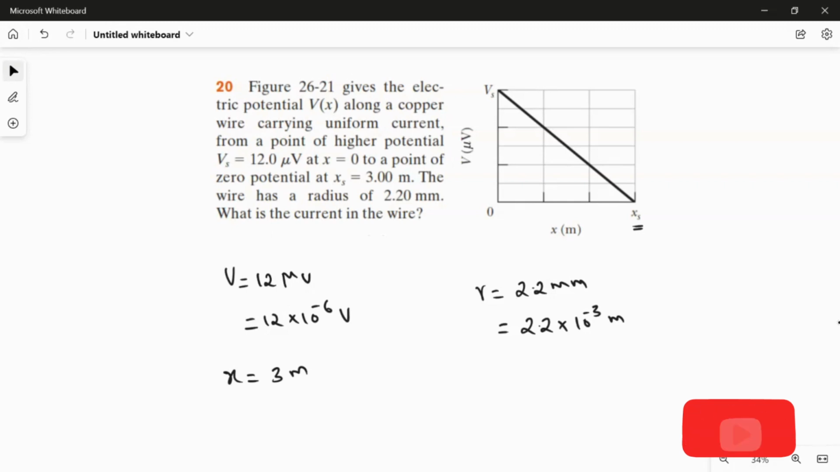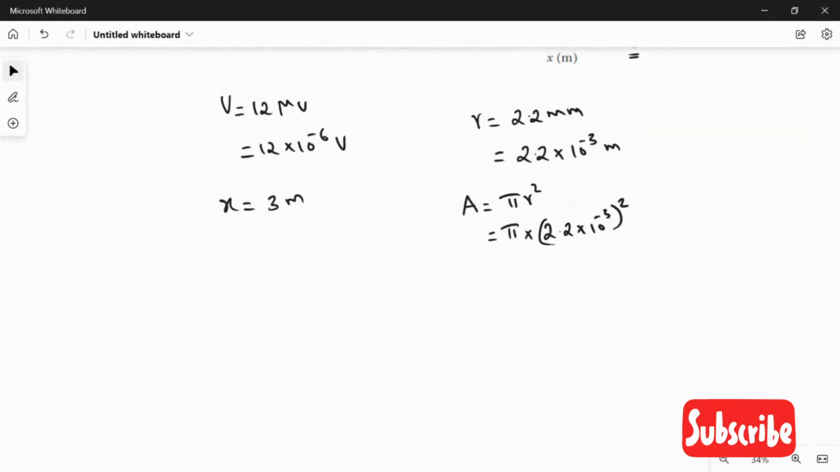If you see the cross-section of the wire, it looks like the area of a circle. The area of a circle formula is pi r square, and here the radius is given. Therefore, pi multiplied by the radius, 2.2 multiplied by 10 power minus 3, the whole square. If you calculate, the value of the area is 1.52 multiplied by 10 power minus 5 meter square. So this is the area, which we got by using the radius of the copper wire.